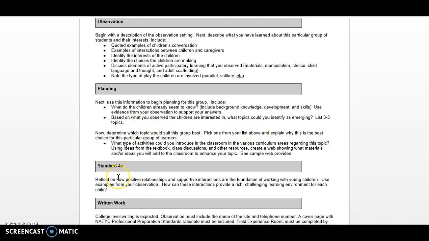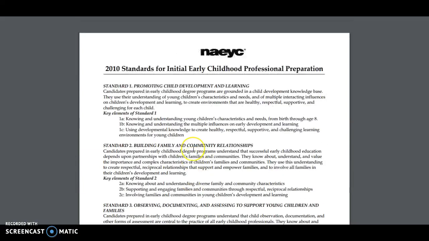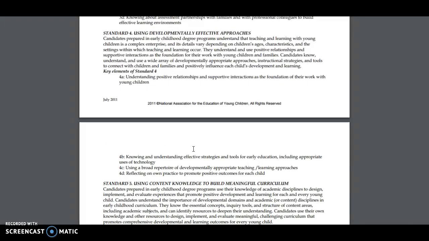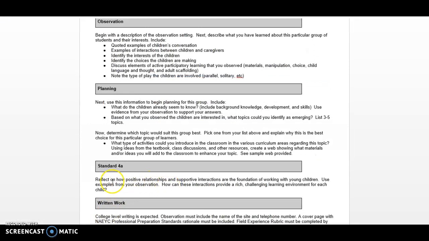The next section of your paper is standard 4A. Again, that's what we're referring to when we look at these professional preparation standards for NAEYC. So you did one for your DAP project, and you're doing one for the observation paper too. So again, you're looking at 4A, understanding positive relationships and supportive interactions as a foundation of their work with young children. So reflect on how positive relationships and supportive interactions are the foundation of working with young children. Use examples from your observation. How can these interactions provide a rich, challenging learning environment for each child? So again, you're going to reflect on this standard in this section.